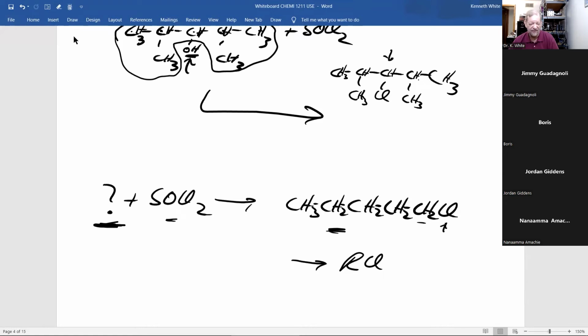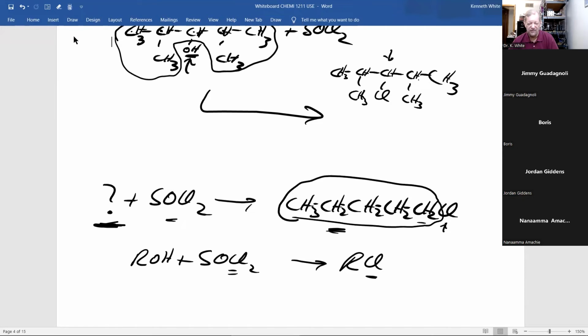Why did I do that? Because I have the thionyl chloride. And what do you react with thionyl chloride to put a halogen, a chlorine actually, on our R group? The answer is an alcohol. So what's my R group? All these carbons. 1, 2, 3, 4, 5. If I end up with 5, I better start with 5.